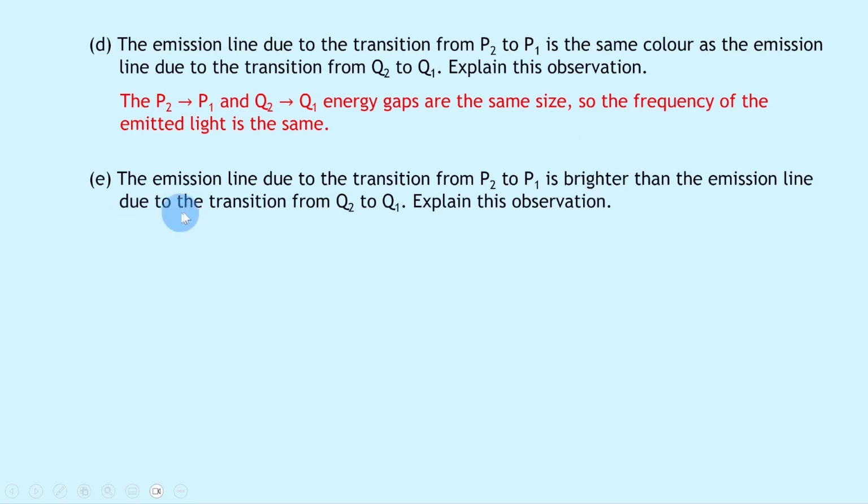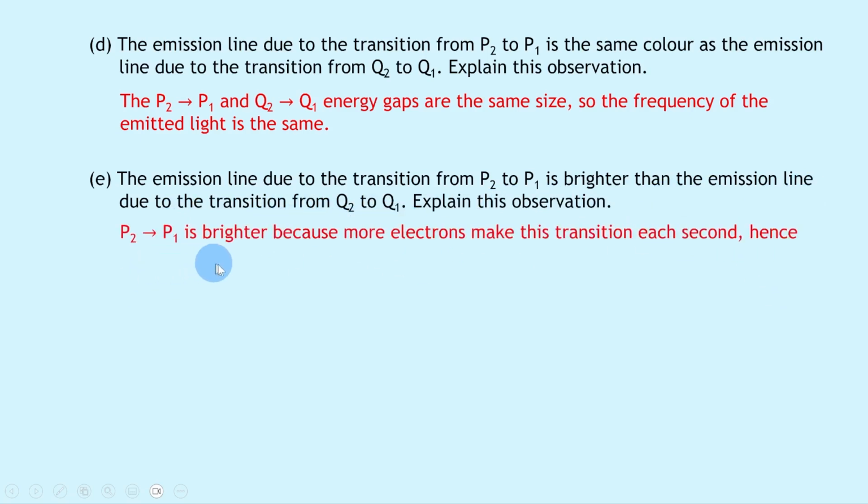And lastly, for part E, it says the emission line due to the transition from P2 to P1 is brighter than the emission line due to the transition from Q2 to Q1. Explain this observation. Well, we can say the line from P2 to P1 is brighter because more electrons make this transition each second, hence more photons are emitted each second. So remember, it's to do with more electrons making that same transition, which causes a brighter line on the line emission spectrum, and it's not due to electrons making a bigger energy jump.